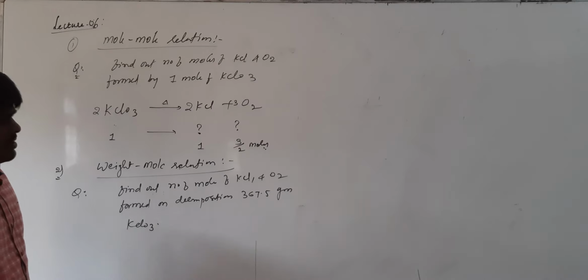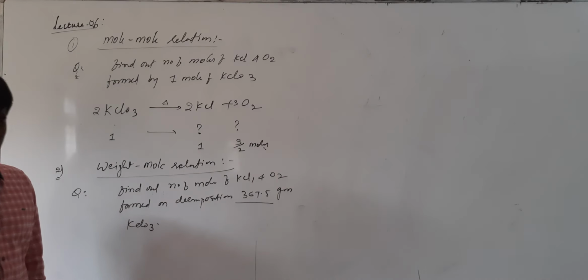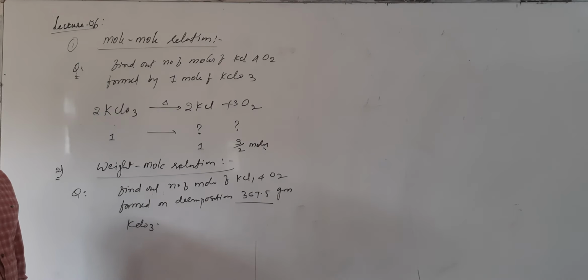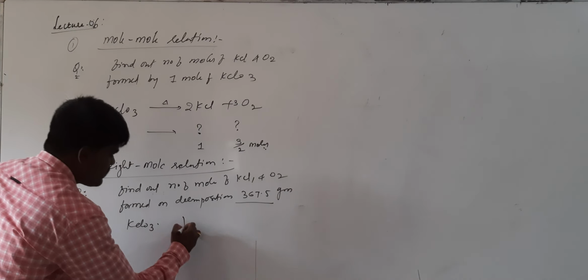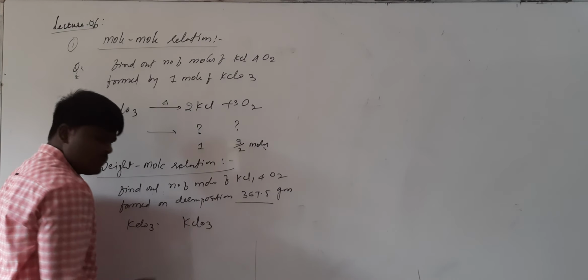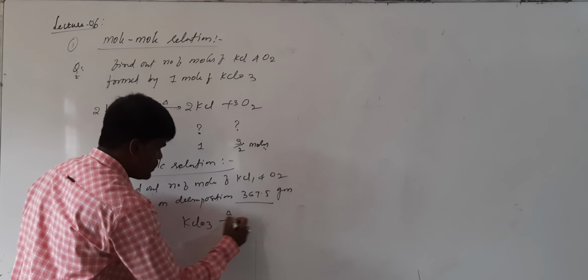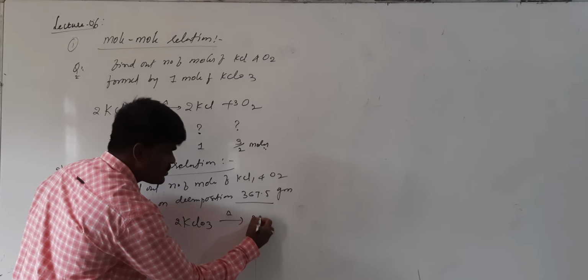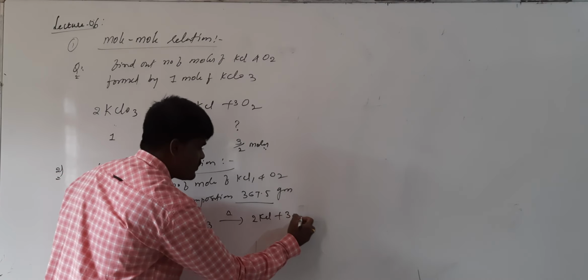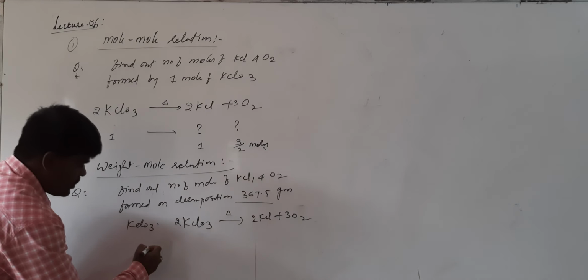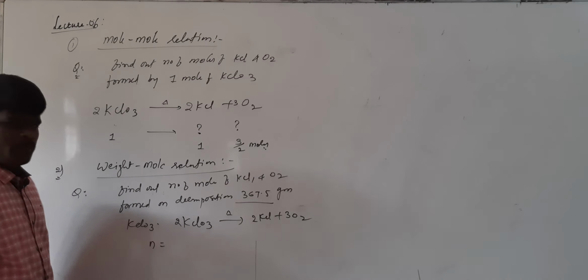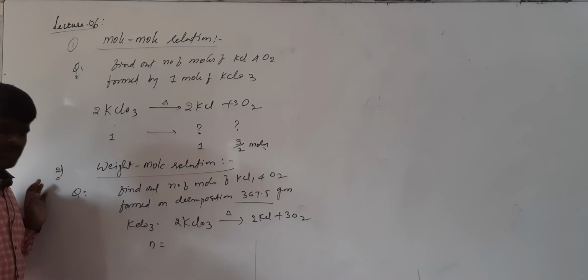Now instead of giving moles, he has given the mass of potassium chlorate undergoing decomposition. So what is the balanced equation? 2 moles of KClO3 get decomposed into 2 moles of potassium chloride plus 3 moles of oxygen. So what is the number of moles of potassium chlorate undergoing decomposition?